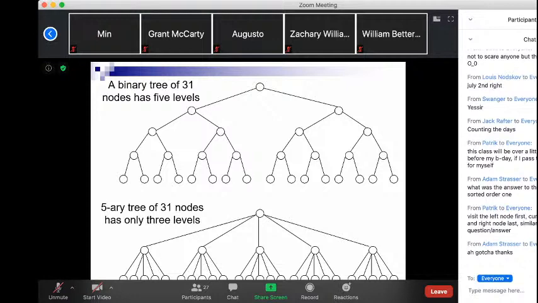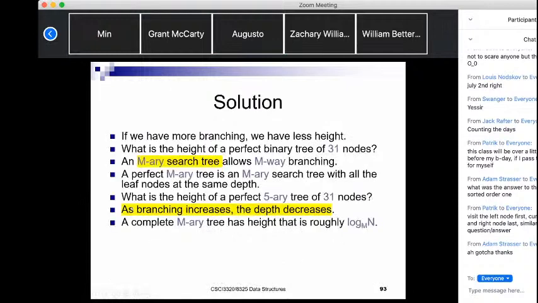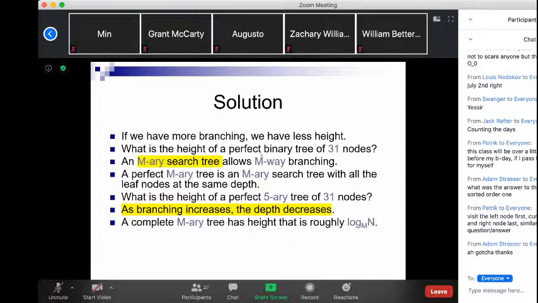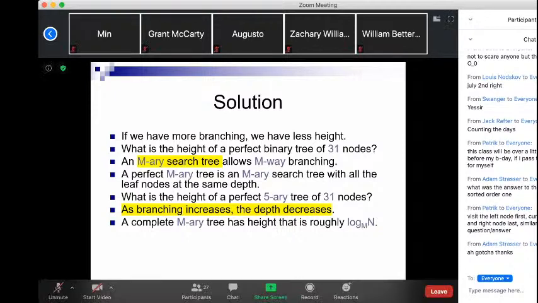So in the next class we'll talk about something called an M-way branch tree. M is the parameter, the maximum number of children you can have. In that case, we can significantly reduce the height of the tree, so it will significantly reduce the number of disk I/O operations. So that's it for today's lecture.